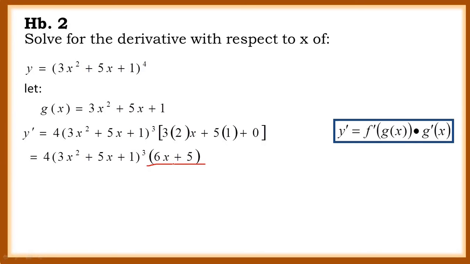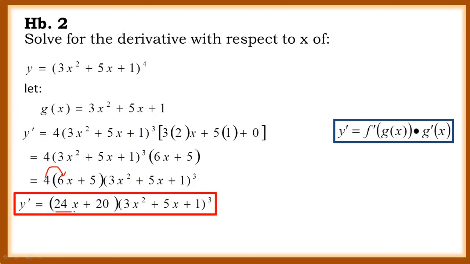Then, let us rearrange. Since multiplication naman to, this is commutative. Then, this is 4 times 6x plus 5 times eto. Now, we will be multiplying 4 times 6x, this is equal to 24x, 4 times 5, that is 20. And this is our final answer.